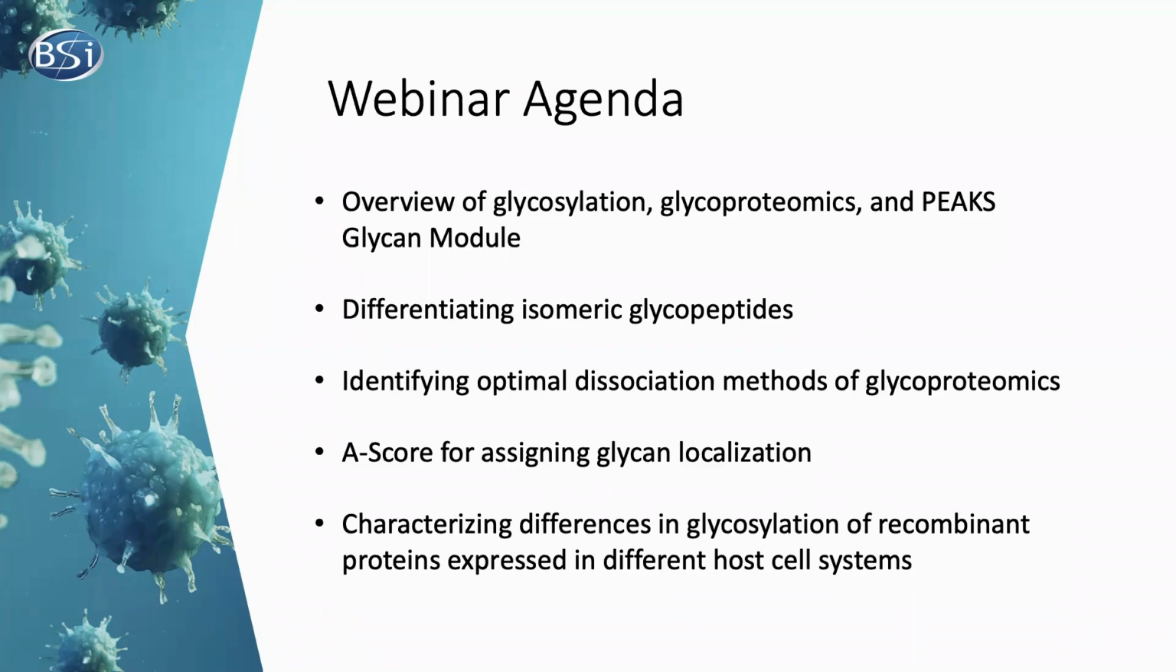Then I'll talk about the importance of A-score and how A-score can assign some confidence in the glycan or the glycosylation site within the glycopeptide. And then lastly will be another case study showing how we, in our lab, identified some differences between the glycoforms of a recombinant protein that was expressed in two different host cell systems.